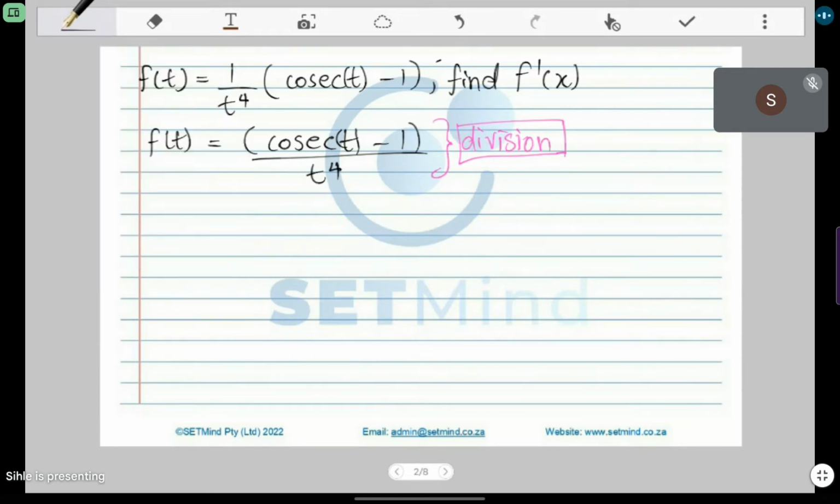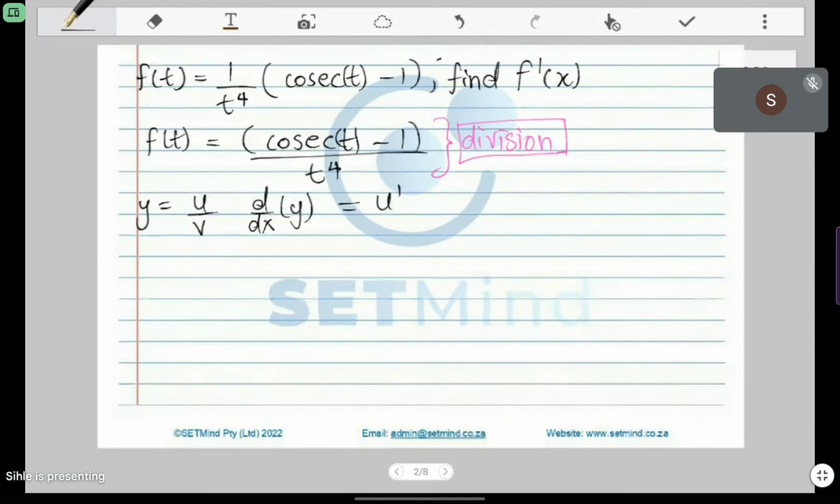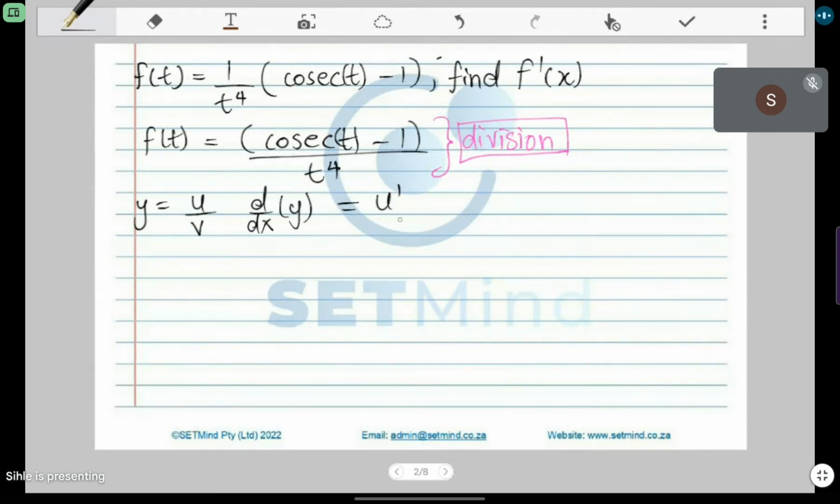So just a quick reminder, if you have y is u over v, when we derive y, the quotient rule simply says, let me see, we'll derive u first and then keep v constant. I hope I'm not forgetting this, and then minus v dash and keep u constant, and then I think you divide by v squared.